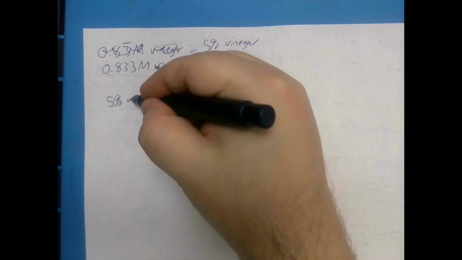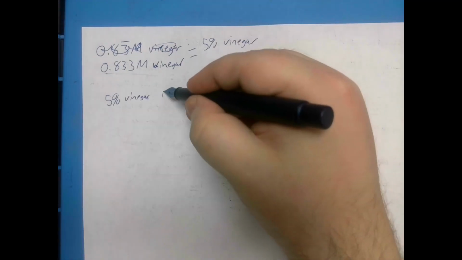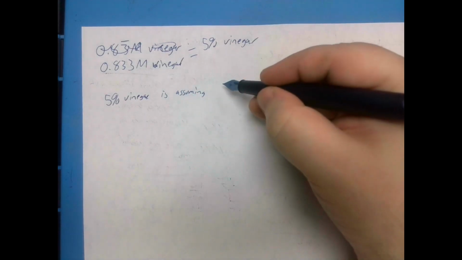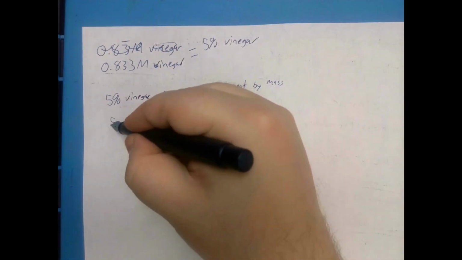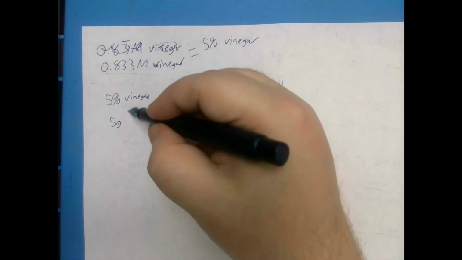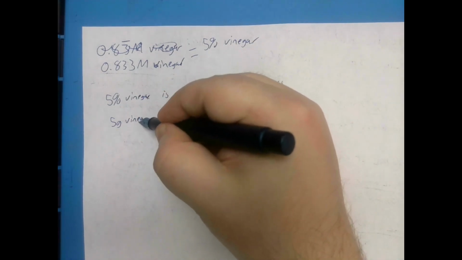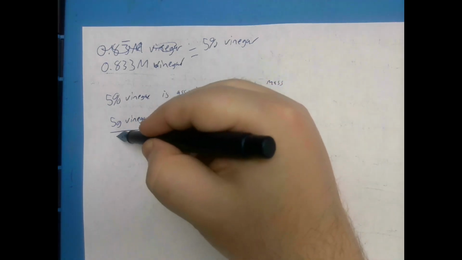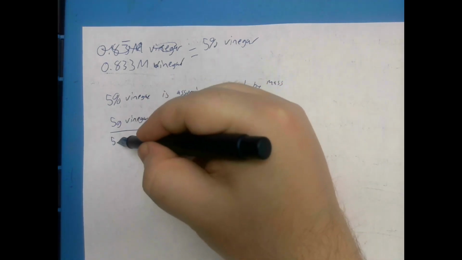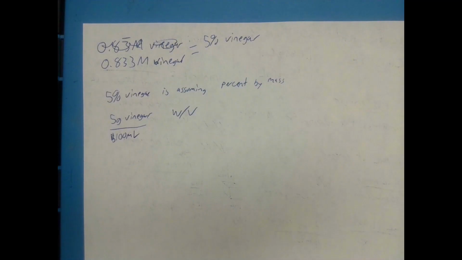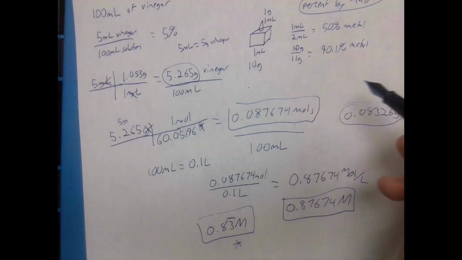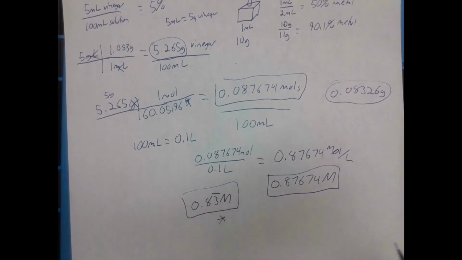So the 5% vinegar is assuming percent by mass. So it's 5 grams of vinegar exactly per 100 milliliters. So it's weight per volume. And this calculation here was assuming volume by volume. And like I was saying, depending on which one you assume, you get different numbers.